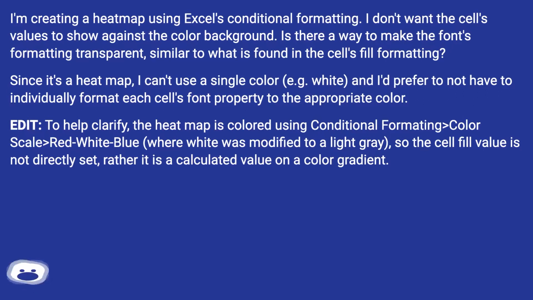Since it's a heat map, I can't use a single color, for example white, and I prefer to not have to individually format each cell's font property to the appropriate color. Edit: to help clarify, the heat map is colored using conditional formatting color scale red white blue, where white was modified to a light gray, so the cell fill value is not directly set, rather it is a calculated value on a color gradient.